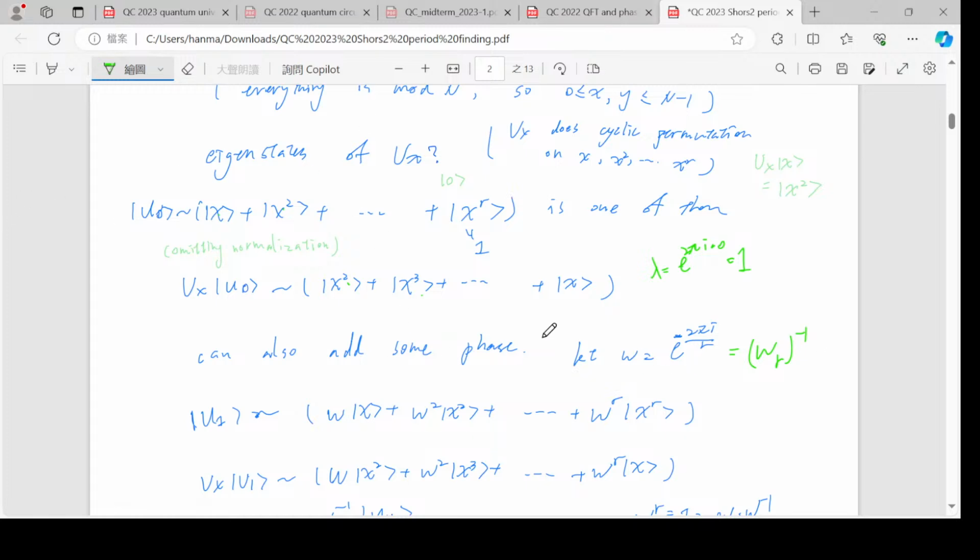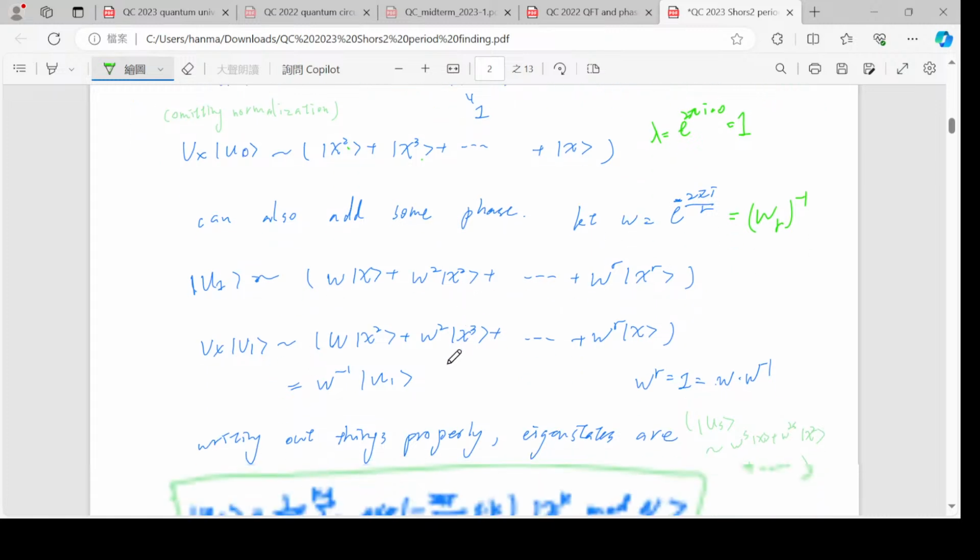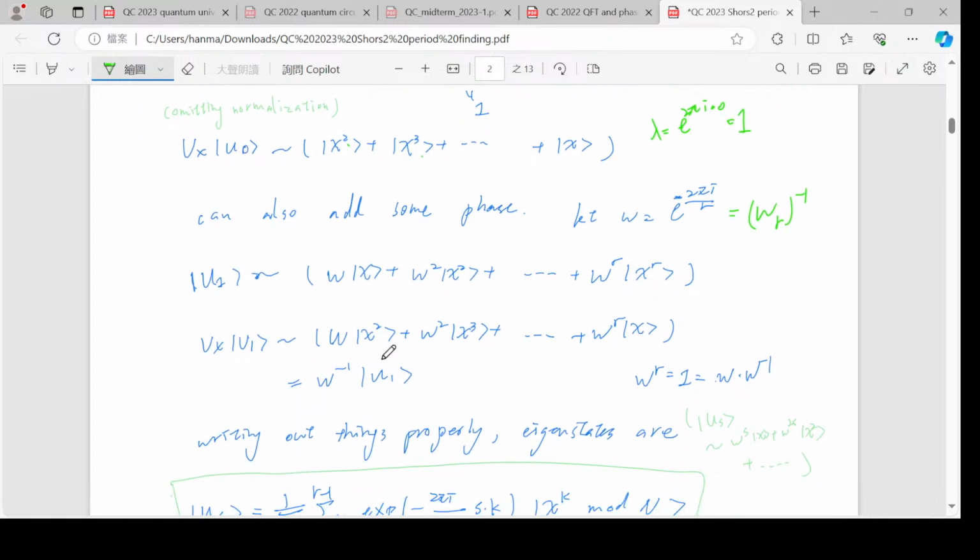Anyway, with this omega, we can construct more eigenstates. Let's say we construct a state called u1. That is, you multiply omega on x, and omega squared on x squared, etc., all the way to omega to the r on x to the r. And what happens when you apply Ux on this thing? Well, once again, x becomes x squared, and x squared becomes x cubed, all the way, and x to the r becomes x.